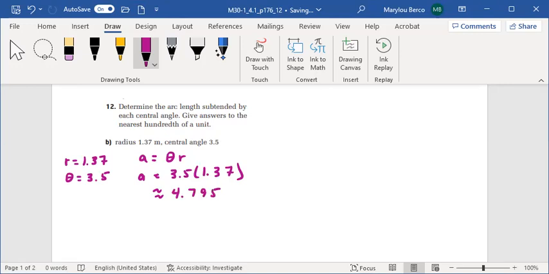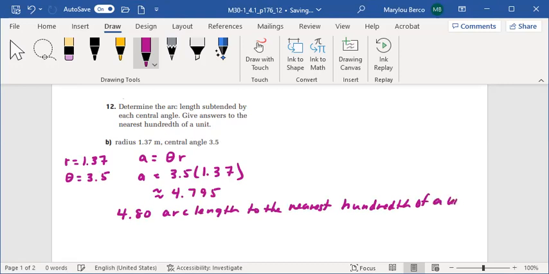And the arc length is 4.80 to the nearest hundredth of a unit. That should be equal to 4.95. I'll put equal there.